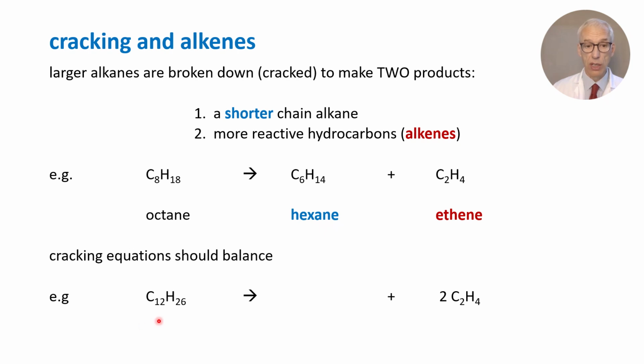Okay, so C12, well, we've got 4 carbons on the right-hand side, so we must have 8 carbons in the shorter chain alkane. 26 hydrogens on the left. There are 2 times 4, 8 in the 2 ethene molecules, and therefore 18, C8H18. So that cracking equation should balance, and that's a frequent question in AQA.